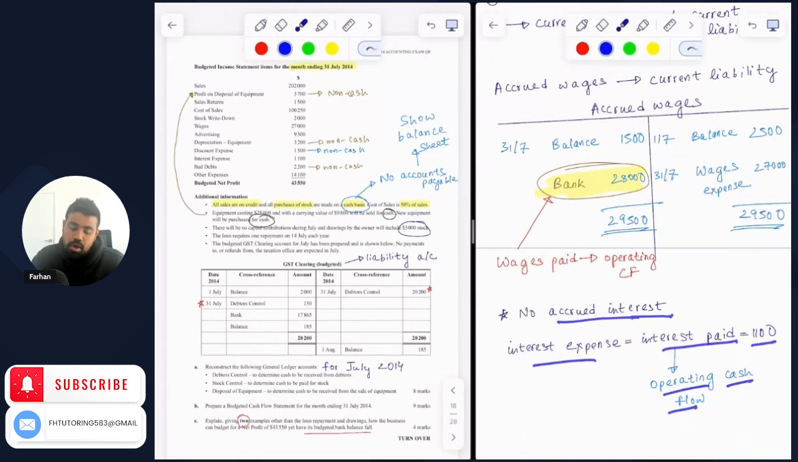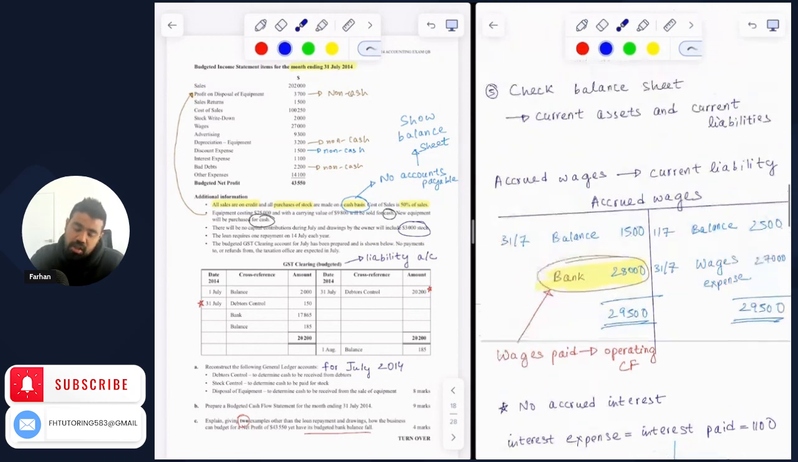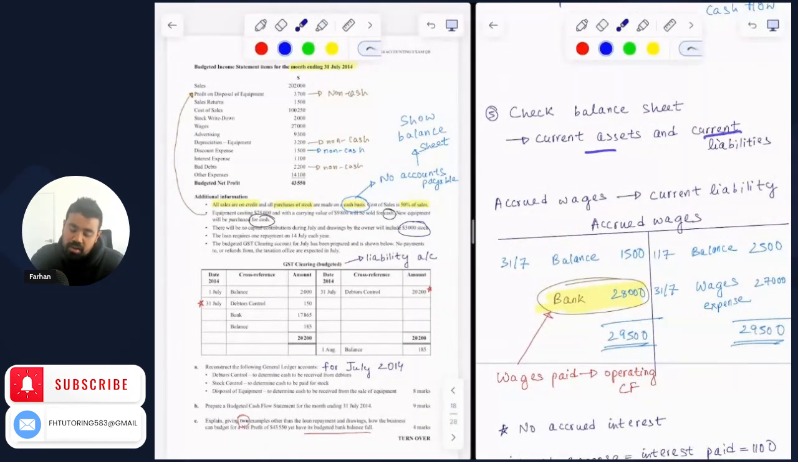Okay, so the purpose of checking the balance sheet, as I was mentioning earlier, for current assets and current liabilities is with regards to the expenses that have been shown in the income statement. Your job is to make sure that for those expenses which we know we deal with in cash, we check whether we have any prepaid or any accrued amounts relevant to these expenses. So always double check, okay?